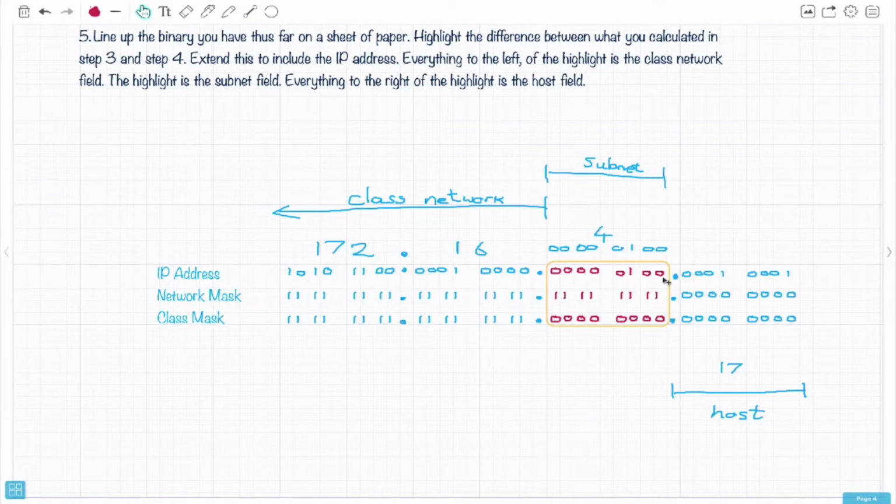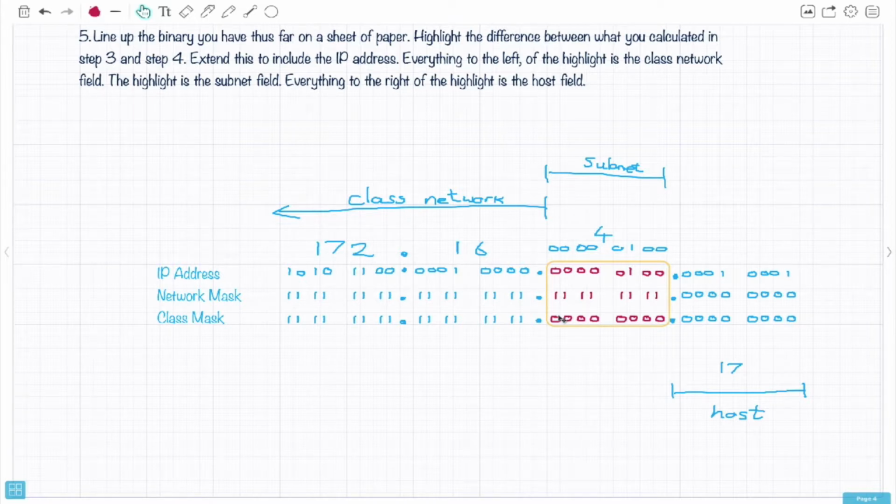Now in this example, we are using the entire byte as a subnet, so there are no leftover bits. But you'll see in the next example why this step is very important. So we've identified everything to the left of the highlighted section is the network, 172.16, the class network. What we've highlighted is the subnet field. Everything to the right is the host field.